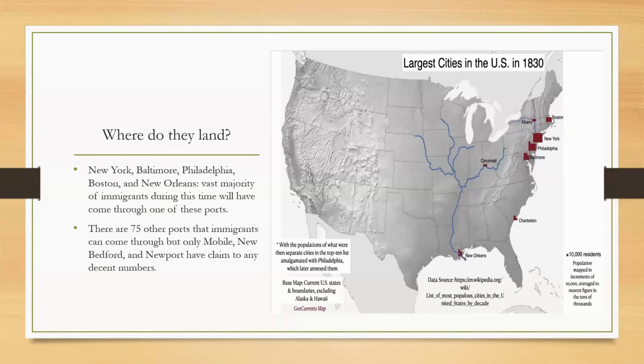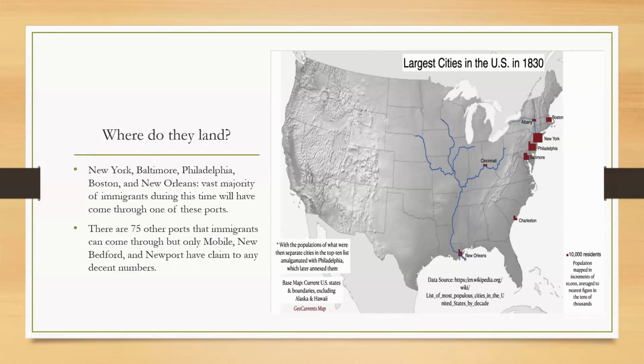Where do they land? Now we're getting into the nitty-gritty of it. So there are 5 big ports we have to talk about: New York, Baltimore, Philadelphia, Boston, and New Orleans. The vast majority of immigrants in this time period will come through one of these 5. And when I say vast majority, I mean over 95%.